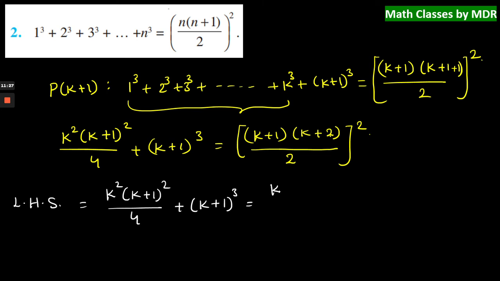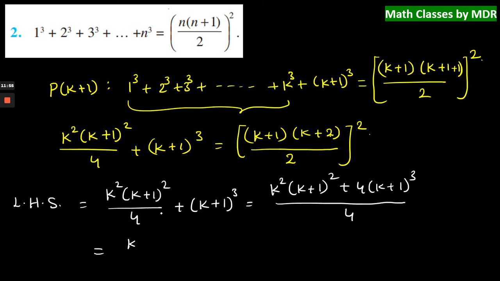So further let us take the LCM: k square into (k plus 1) whole square plus 4 into (k plus 1) whole cube, divided by 4. Right? So what can we take common in the numerator? We can take (k plus 1) whole square, from this term and from the (k plus 1) whole cube also. So let us take (k plus 1) whole square as common.